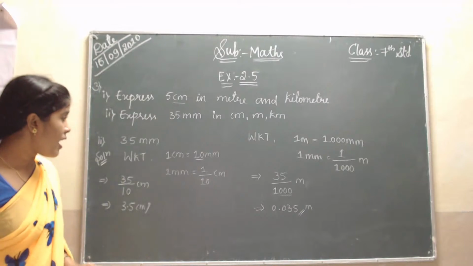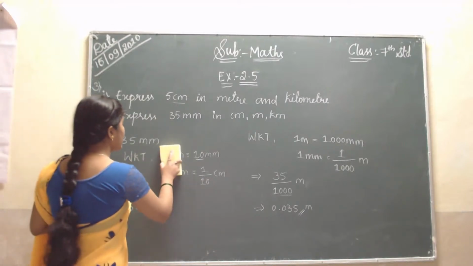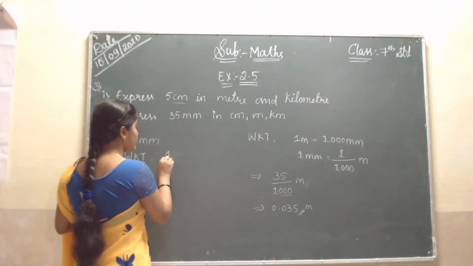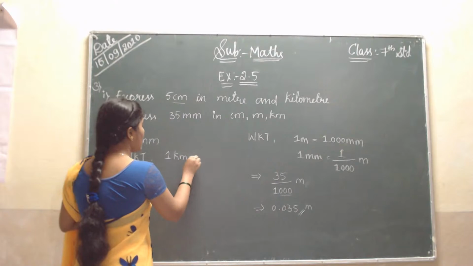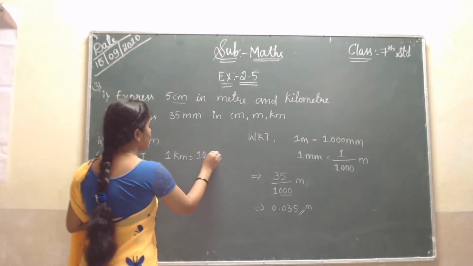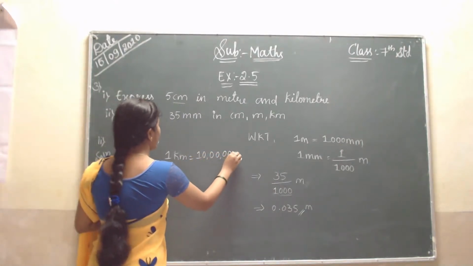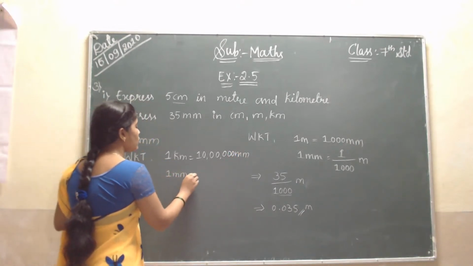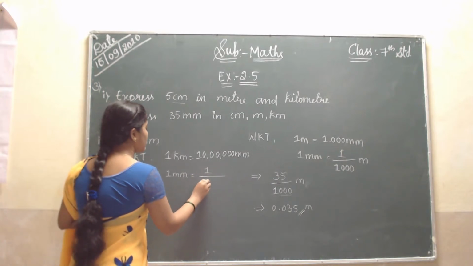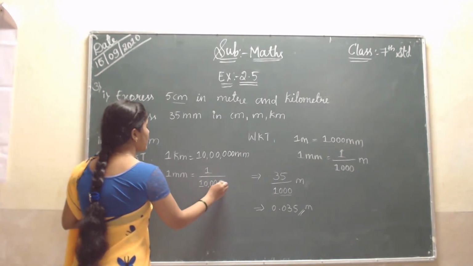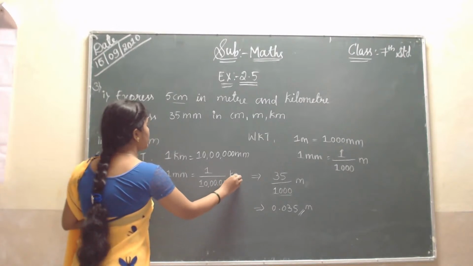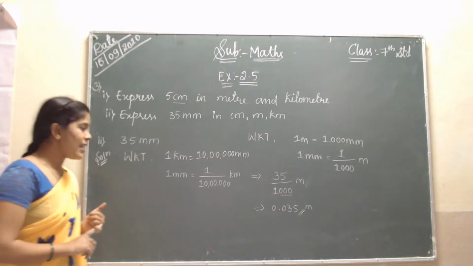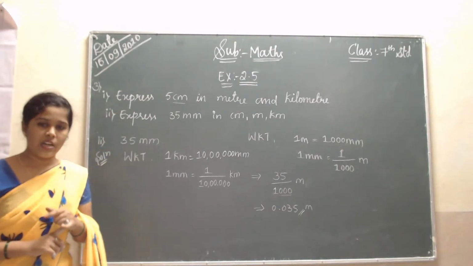Coming to the third one, 1 kilometer is equal to how many millimeter? 10 lakh millimeter. So 1 millimeter is equal to 1 divided by 10 lakh kilometer. 1 kilometer is equal to 10 lakh millimeter, and 1 millimeter is nothing but 1 divided by 10 lakh kilometer. Now we have to convert 35 millimeter.